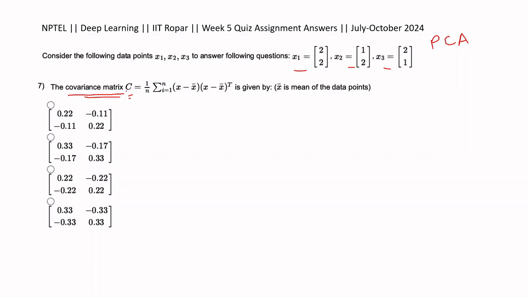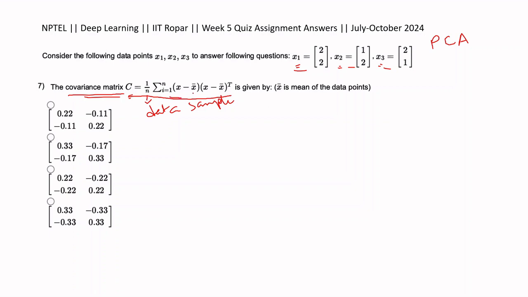To calculate the covariance matrix, we have this particular formula, which is 1 by n. This n is the total number of data samples that is given. In our problem, it is x1, x2, and x3. Three data samples are given.